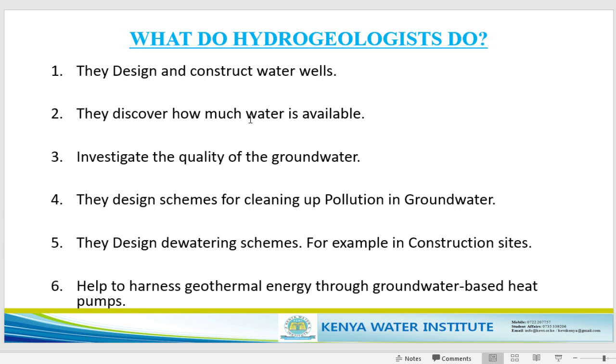Those are the main roles, or mainly what hydrogeologists do across the world.